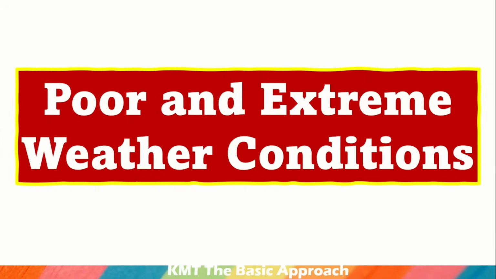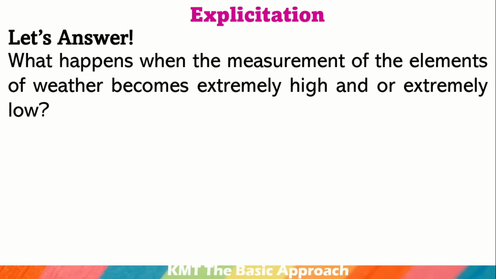First lesson, poor and extreme weather conditions. Explicitation. Let's answer. What happens when the measurements of the elements of weather becomes extremely high and or extremely low?